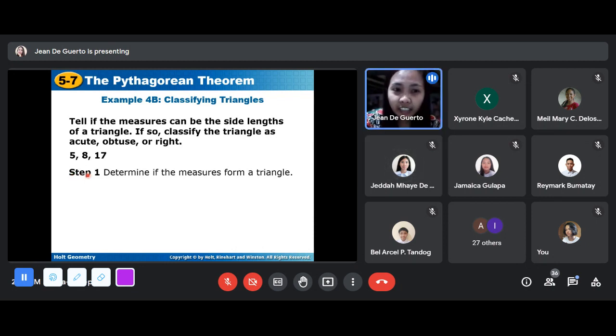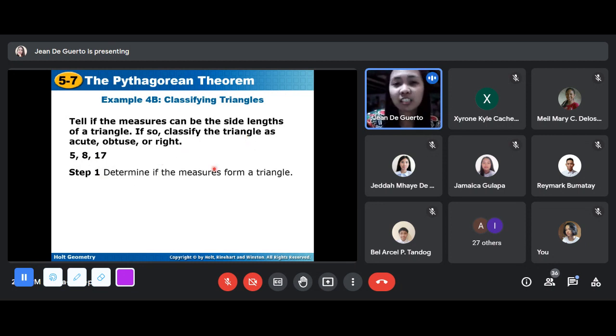Kasi i-add natin yung 5 and 8. Tama? Ito yung dalawang shortest side. 5 plus 8 is 13. Tama? Oh, 13 is less than 17. By the triangle inequality theorem, dapat mas greater yung sum nung dalawa kesa dun sa third side. In this case, 13 is less than 17. So, ibig sabihin, these measurements are not side lengths of a triangle.